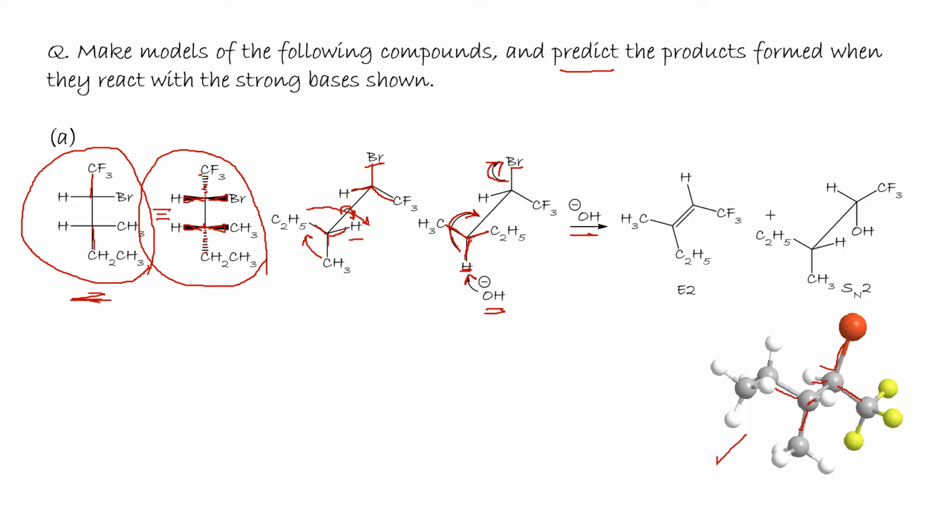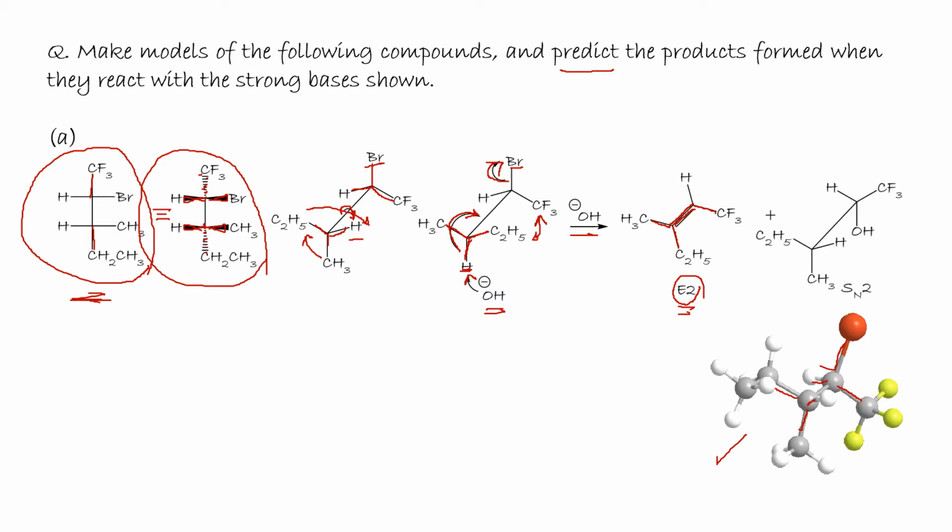Accordingly, we will have a double bond in here, and CF3 and CH3 are opposing one another. CF3 and C2H5 will be on the same face. That is if we actually have the E2 mechanism, so that's the E2 product.